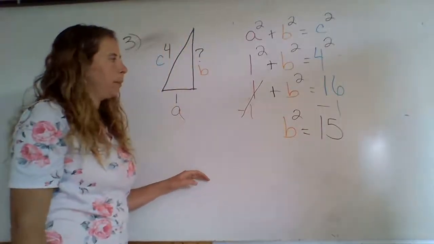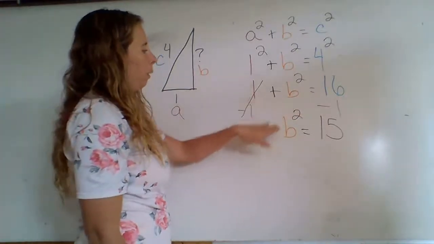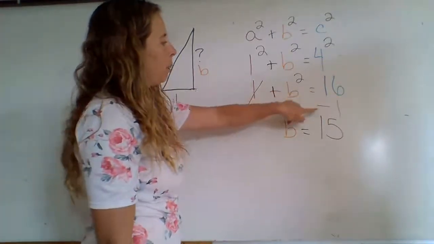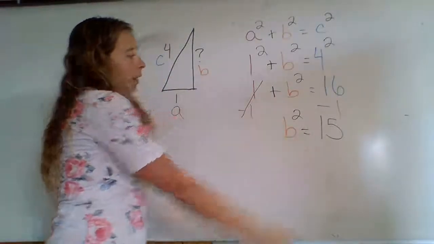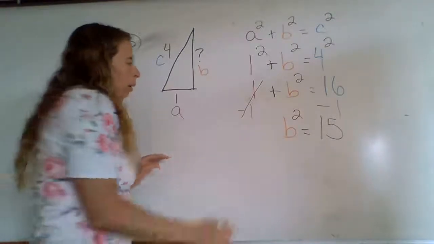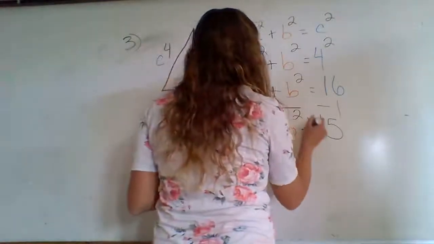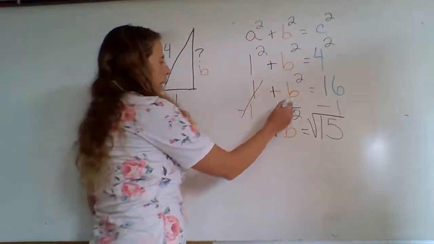Are you with me? I subtracted 1 from both sides because I wanted B squared to be alone. 16 minus 1 is 15. So now B squared is 15. I need to know what B is. So just like with number 1, you're taking the square root of both sides. The square root and the square cancel each other out.